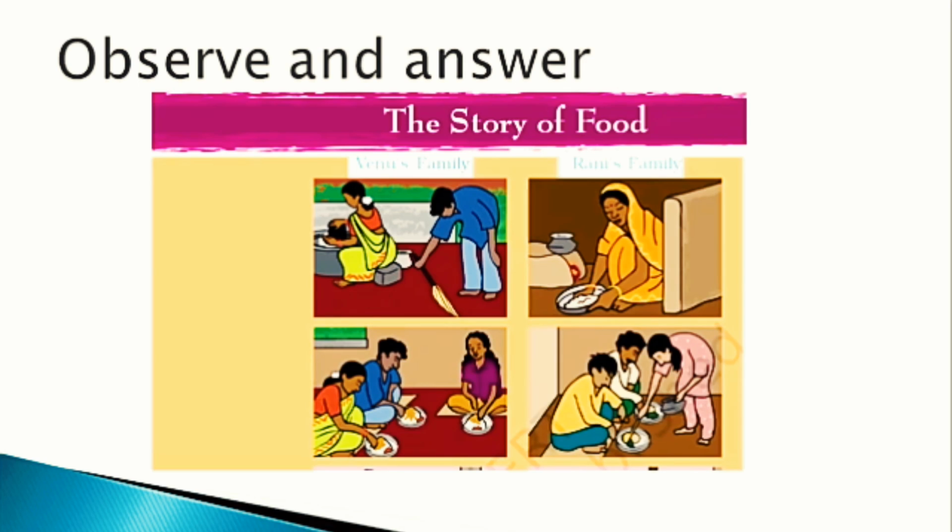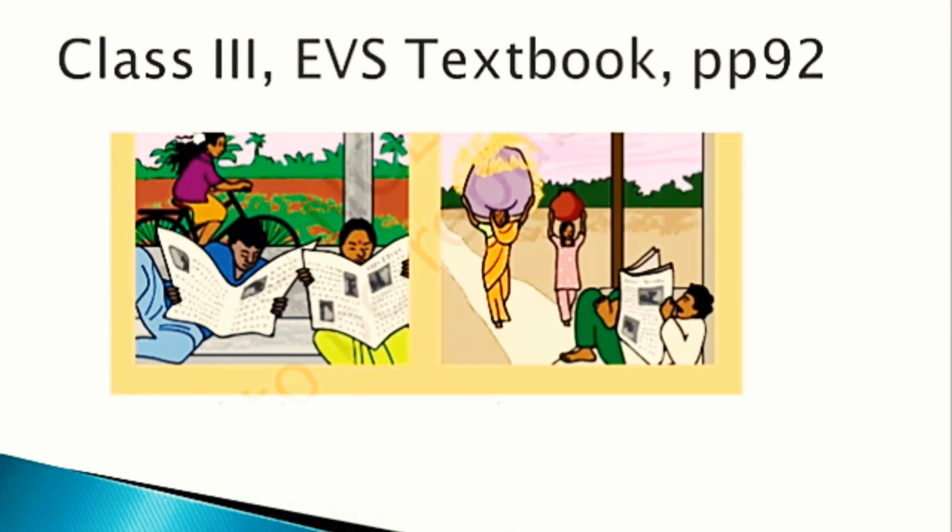Let's take another example. You must have seen this picture in the EVS textbook. This example is from the class 3 textbook. You see there are two different families. One is Venu's family and the other is Renu's family. Now moving ahead, there are 6 pictures. In this slide there are only 4 pictures. So this is the next picture. So there are 2 families, Venu's family and Renu's family.